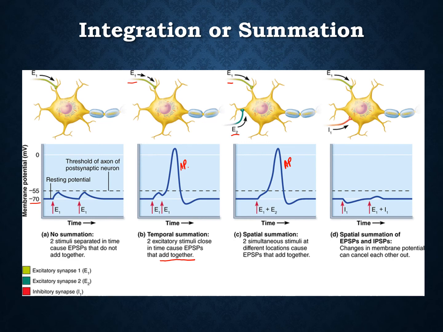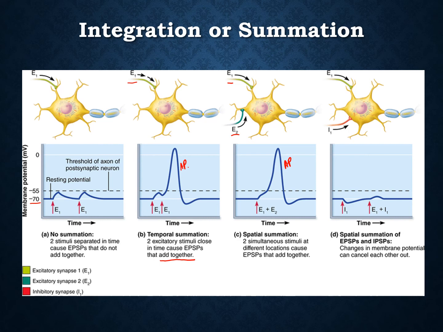So these two stimulations are close in time, but they are coming from the same presynaptic neuron. Now for diagram D, spatial summation of EPSPs and IPSPs, what happened?